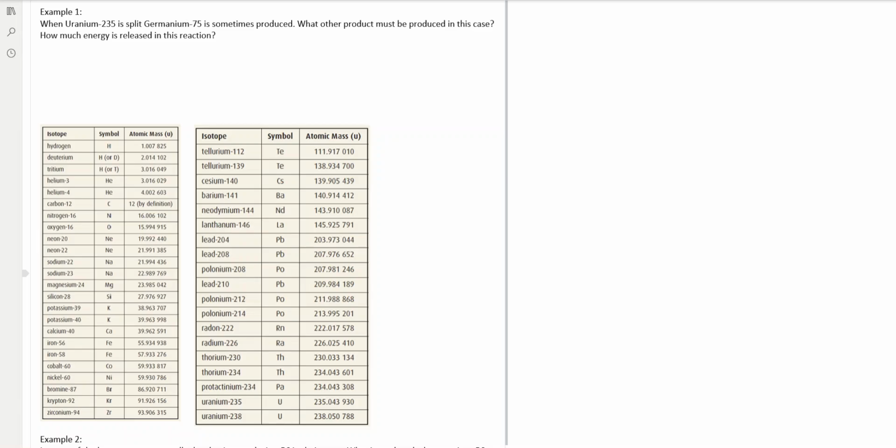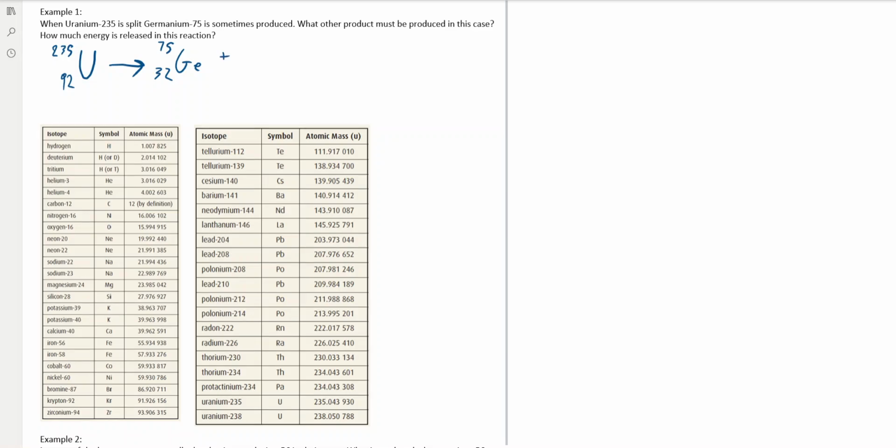So I recommend you pause the video now and try to figure it out yourself. Good luck. All right, uranium-235, and if you look on your formula sheet, it has a proton count of 92, is split into germanium-75. Hold on, let's see if we can find it. Yeah, it's Ge in your formula sheet, and it's 75, and it says it has 32 protons. That's what it says on the periodic table in your formula sheet.